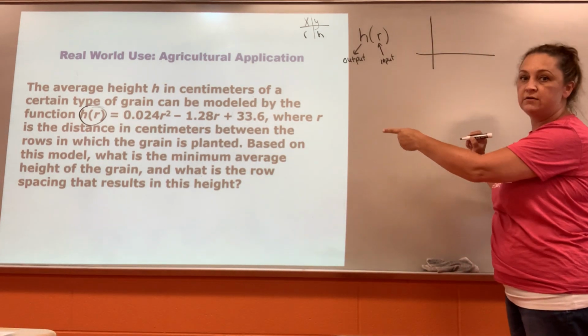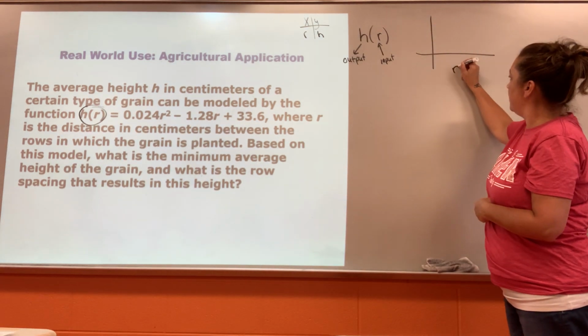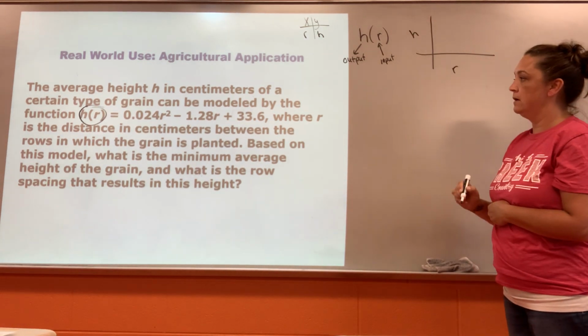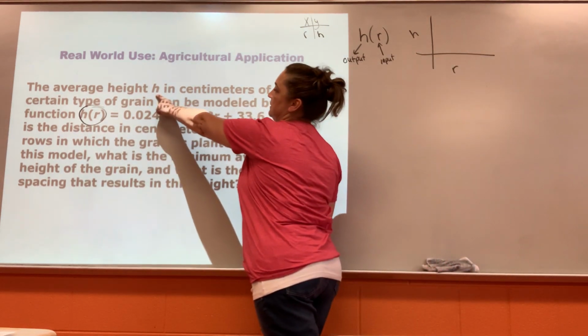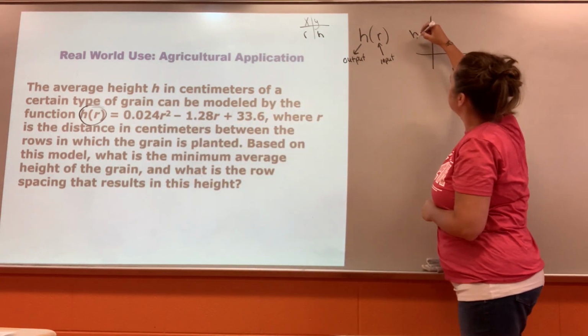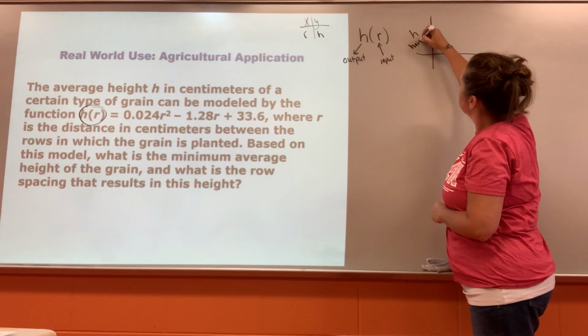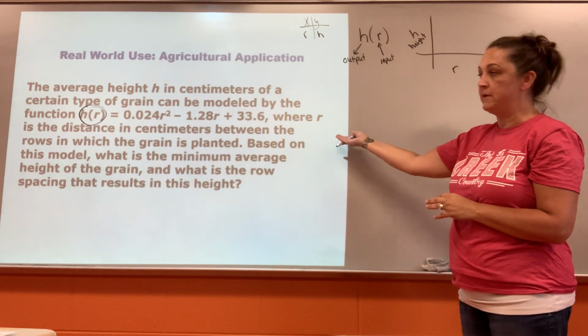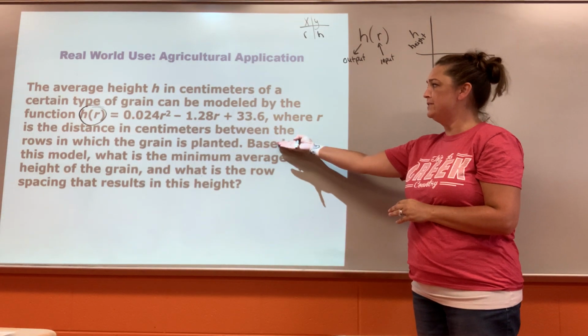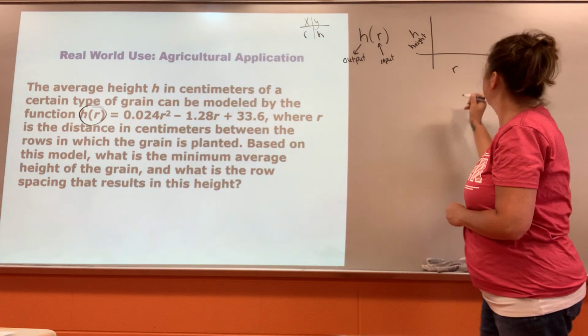All we've done is look at the name of the function. This is r, and this is h. What do those mean? H is the average height. So h is height. What's my r? Let's go back and look and see, what does r mean? R is the distance between rows.